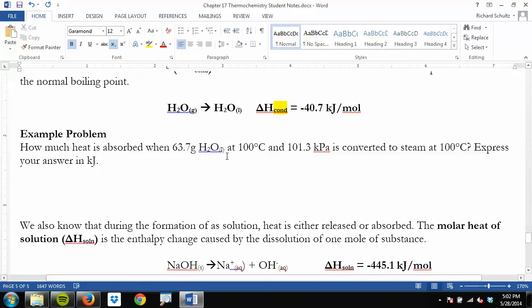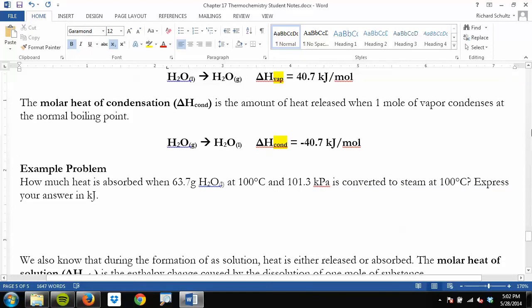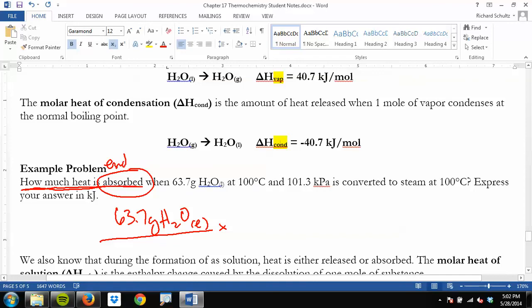So this is the same idea. Again, if you're given these values and you're talking about steam, gaseous water, or liquid water, you now have the numbers needed to figure out any energy versus mole, gram conversions you might see. So in this case, it says we have 63.7 grams of water in the liquid state, so we could write that down if we wanted to. And they want to know how much heat is absorbed. Absorbed is a key. This is going to be endo.